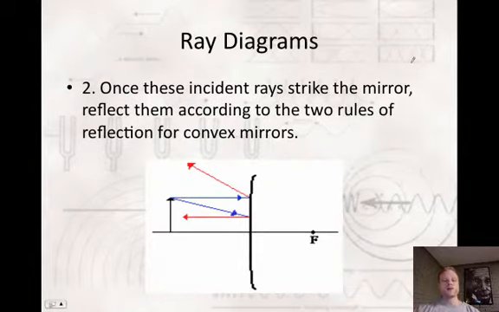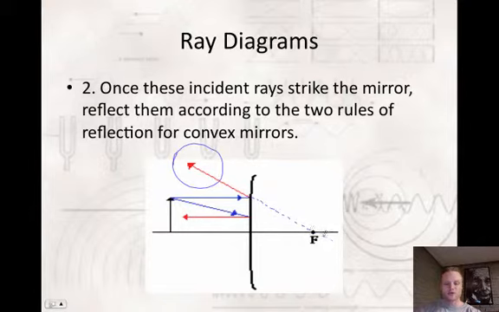Once these incident rays strike the mirror, reflect them according to the 2 rules that we discussed two slides ago. One rule was that this incident ray traveling parallel to the principal axis will reflect. This red line is representing the reflection. It will reflect in a way that if I were to draw a line back, it would go through the focal point.